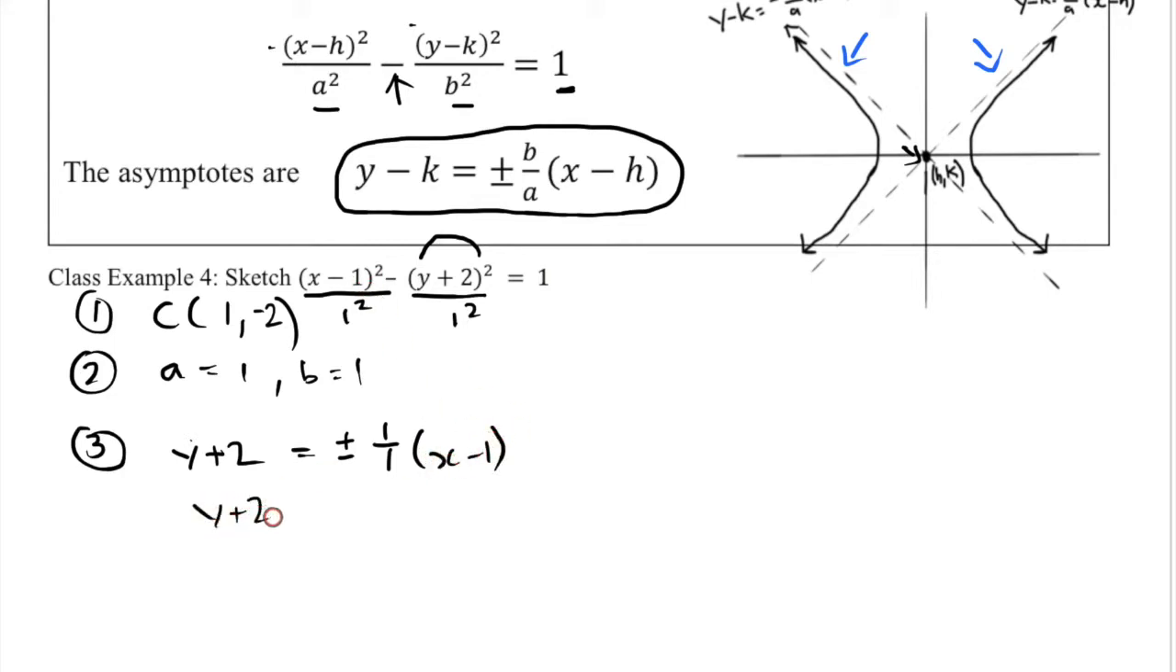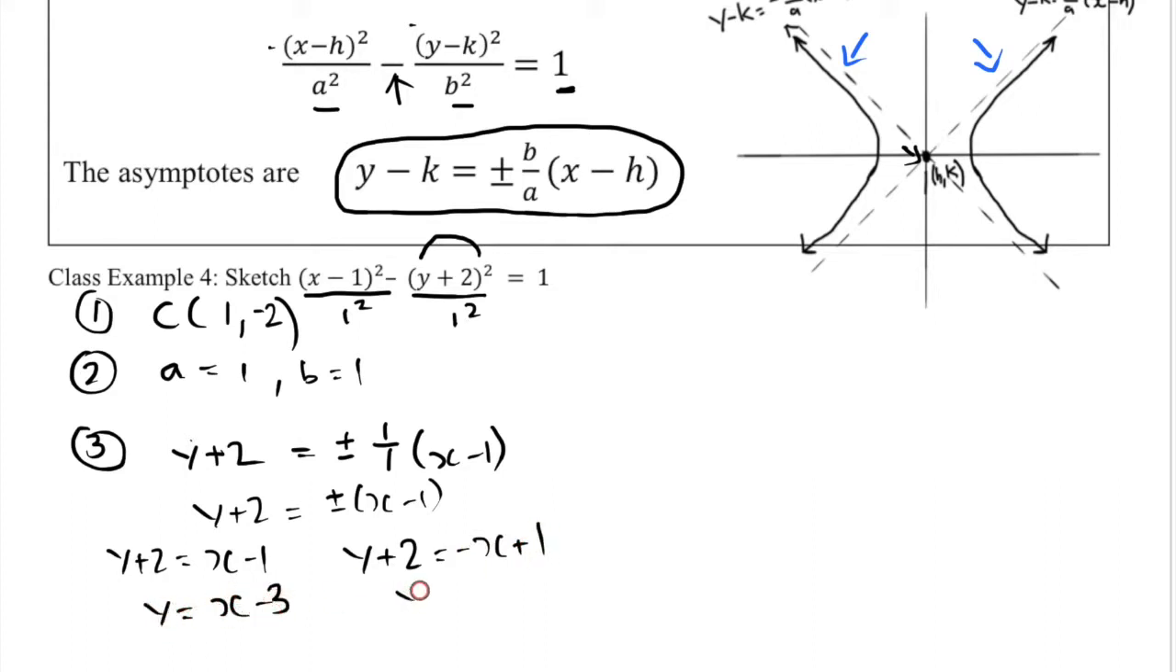And we expand that, we have plus minus x minus 1. So y plus 2 equals x minus 1. So you should have 2 equations. Negative x plus 1. So y equals x minus 3. And y equals negative x, bring 2 over here, we get minus x minus 1. Okay. Now we can proceed to sketching our graph.